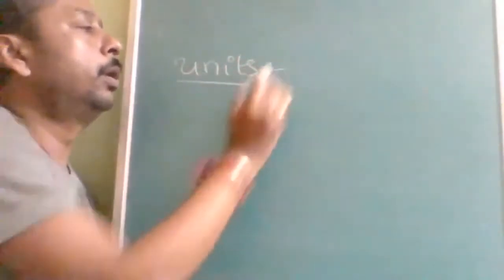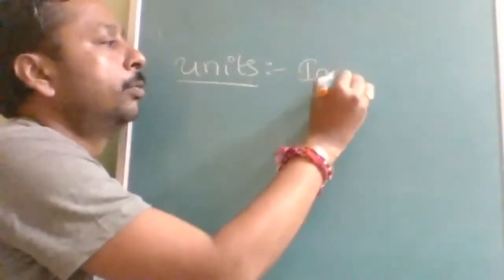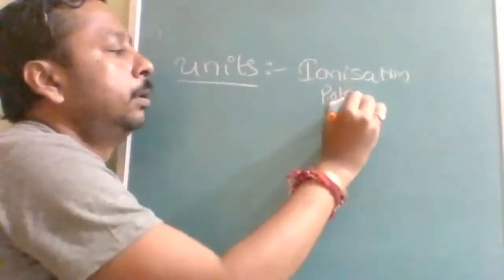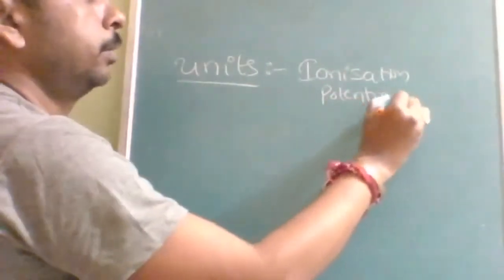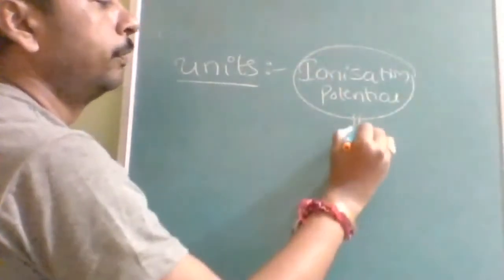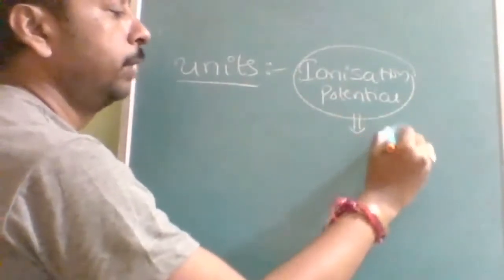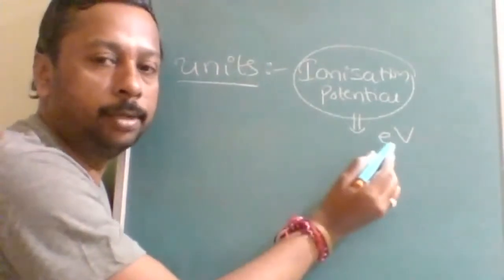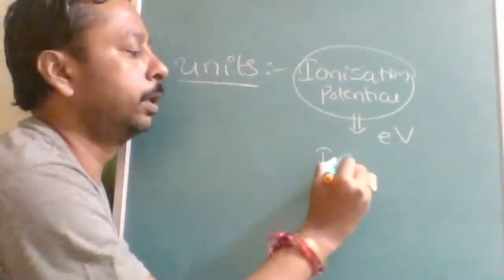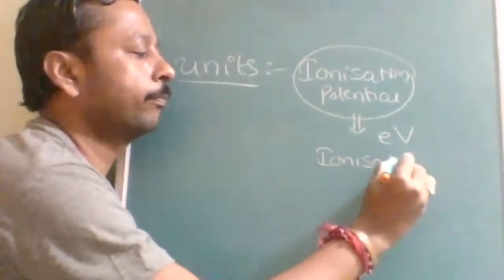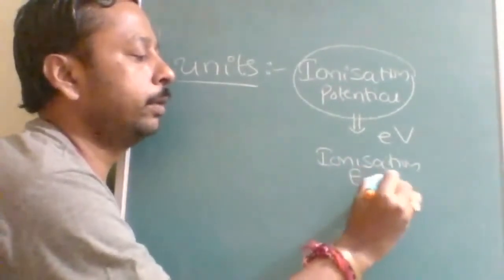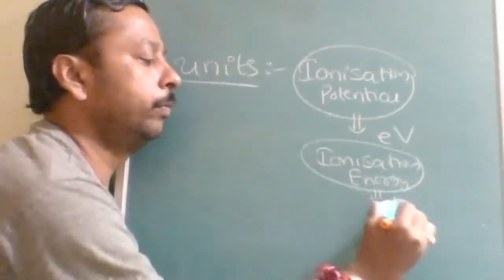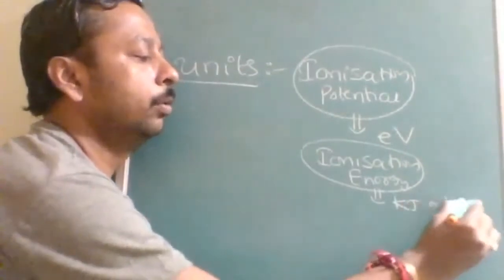Normally a word used is ionization potential. If ionization potential is used, then we will use the unit electron volt. Potential units will be electron volt. Then if the word used is ionization energy, at that time, instead of electron volt, we will use kilojoule or kilocalorie.